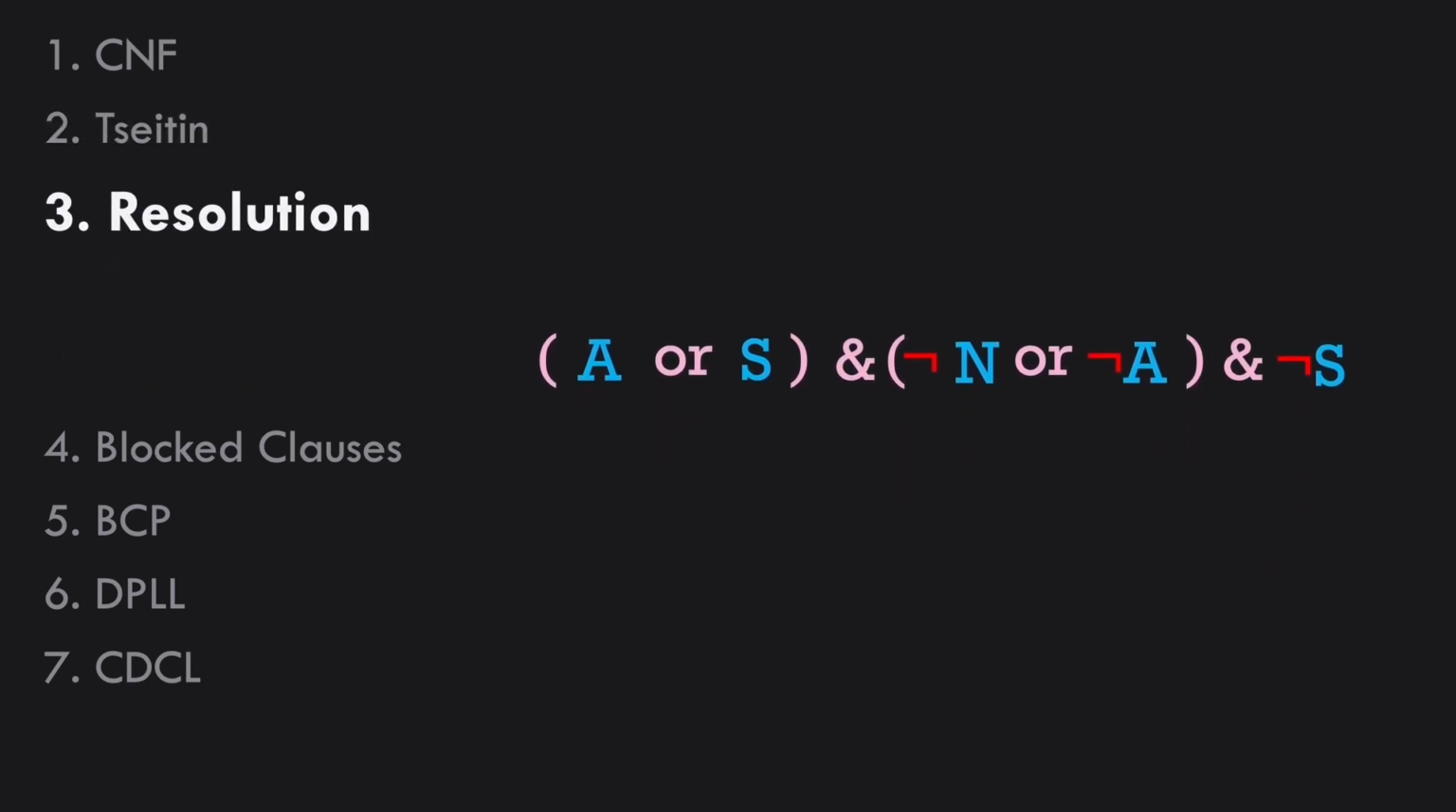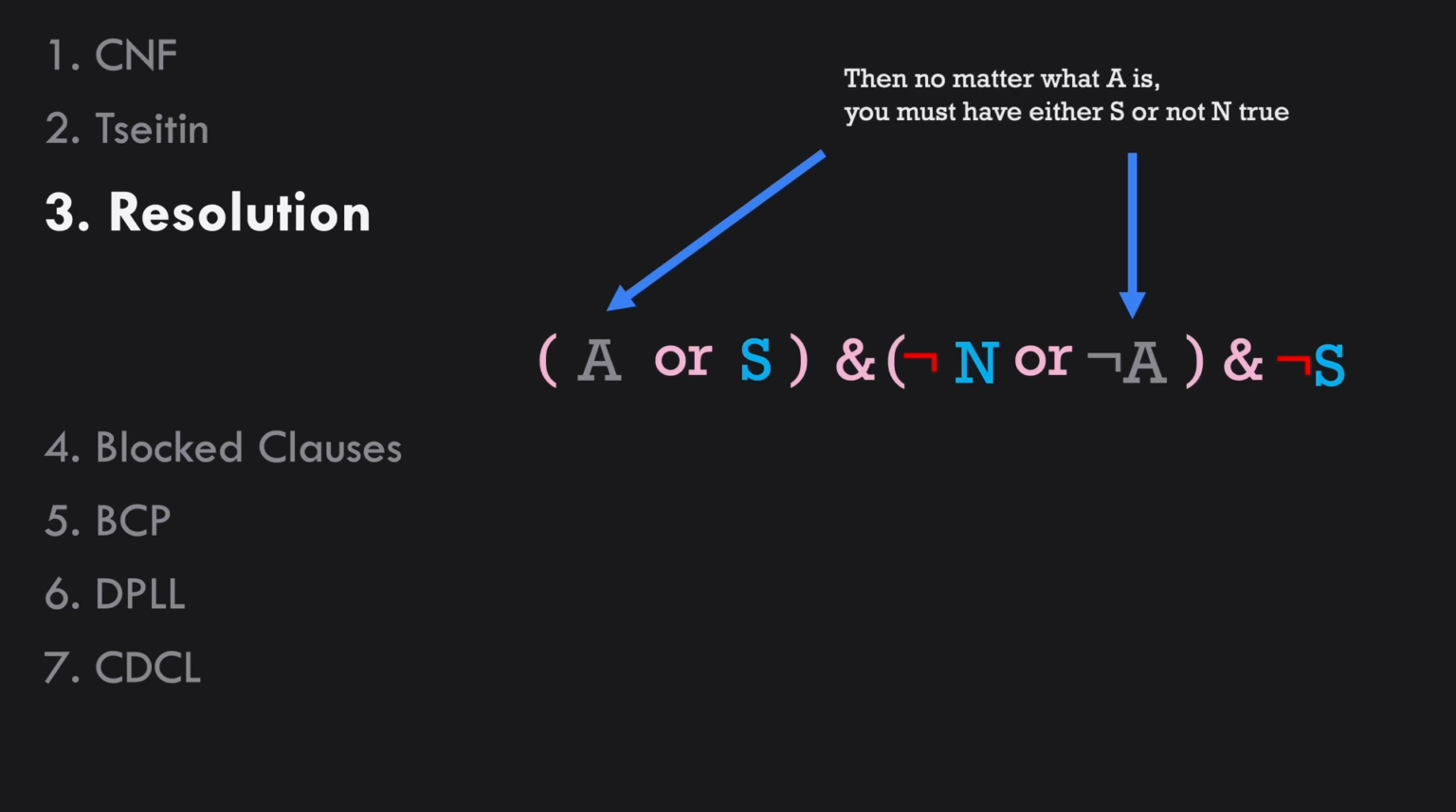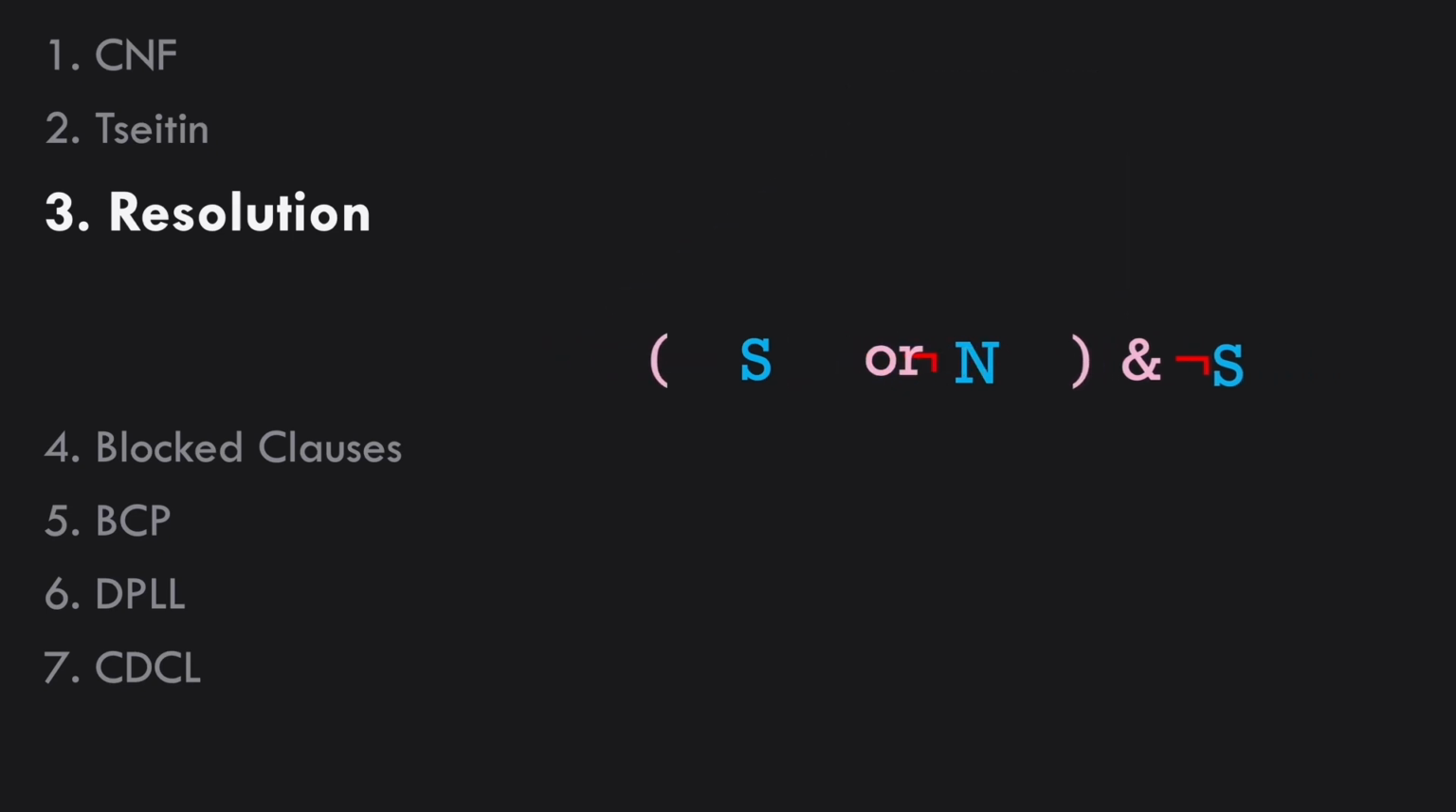Next is resolution, where if we look at resolution, we see here an A and a not A. And here's the thing. If both clauses are true, then no matter what A is, you must have either S or not N true. Since you have A in one clause and not A in the other, it doesn't matter if it's true or false. What does matter is the S and not N. So we can just combine it like this instead: S or not N, one of them must be true for the clause to be true, and not S. And this is the resolution method.